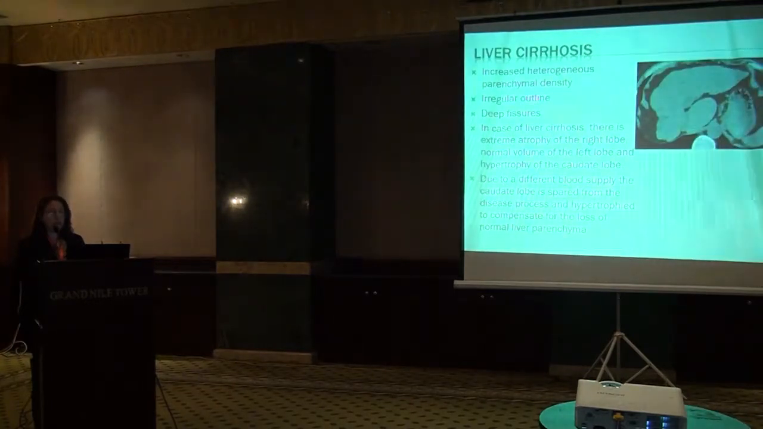Cirrhotic liver shows increased heterogeneity of the parenchymal density with irregular outline and deep fissures. In case of liver cirrhosis, there is extreme atrophy of the right lobe with normal volume of the left lobe and hypertrophy of the caudate lobe, as, we said, it has its own blood supply.